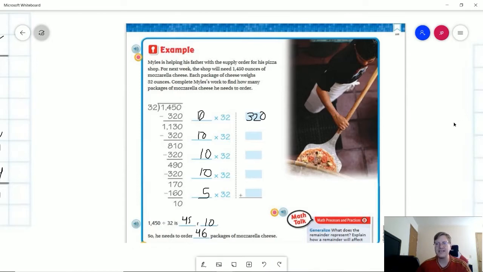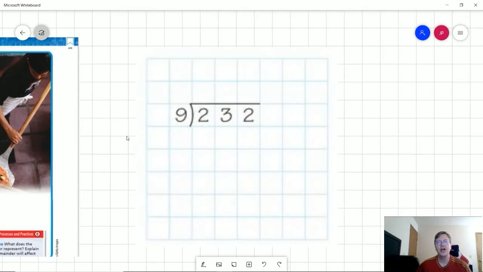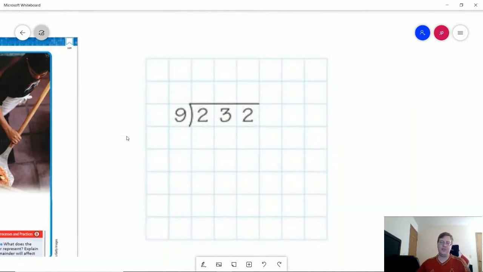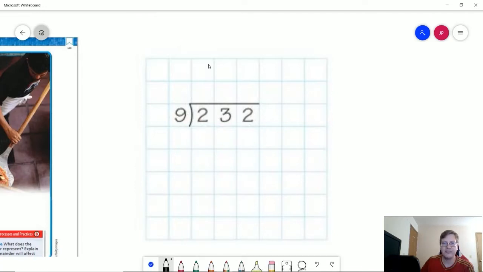Which takes us to the last idea I want to talk about really quick. This idea of interpreting a remainder. We are this year going to interpret the remainder as being a fractional part over our divisor. So I'm going to work through this problem. We will have a remainder for it, and I will show you what that looks like.